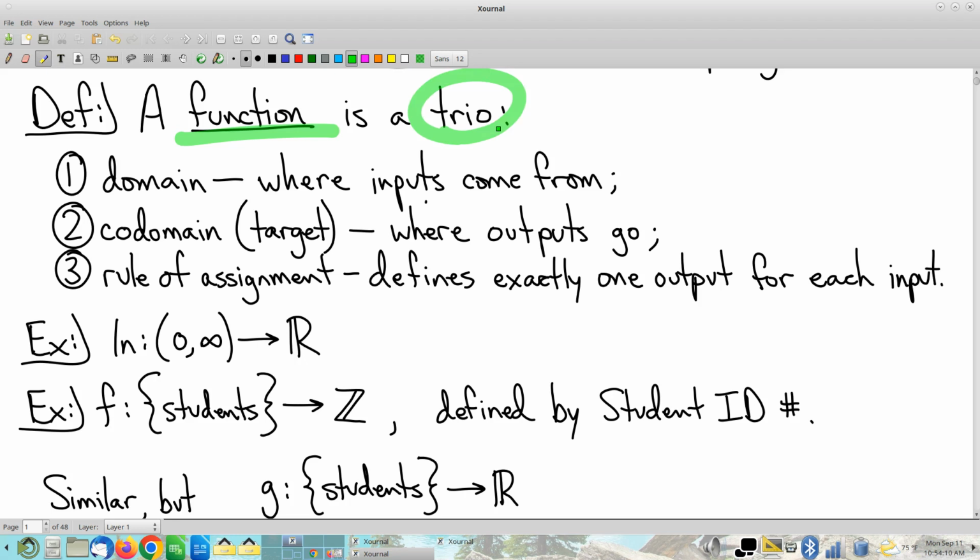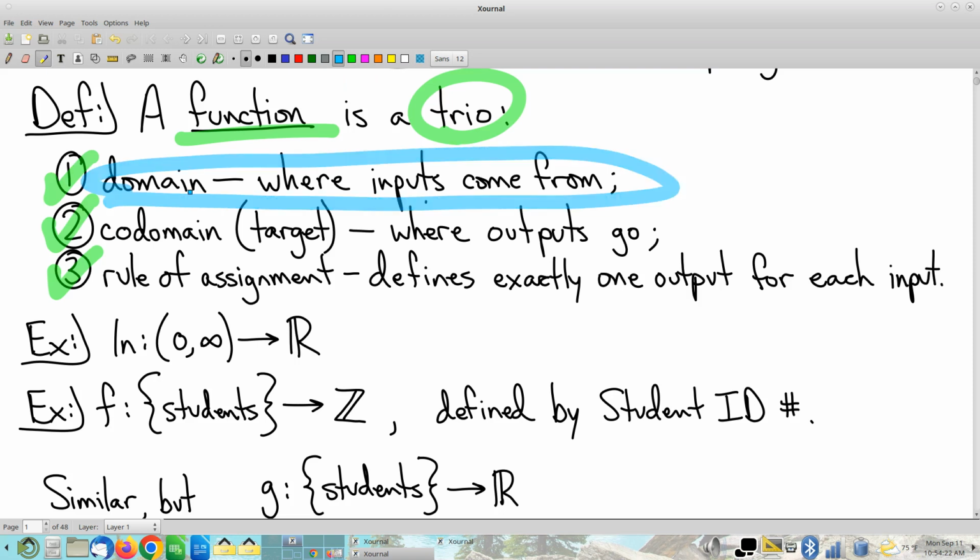You need to know all three of these things to have a well-defined function. You need to have a well-defined space where the inputs come from. We call that the domain, typically. You need to have a well-defined space where the outputs go into, commonly called the target. Some people like to call it codomain. To me that seems weird. Target to me makes sense.